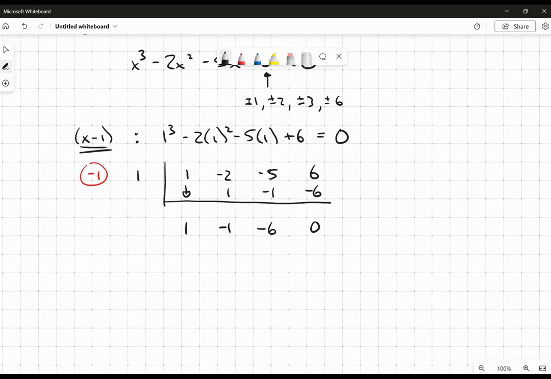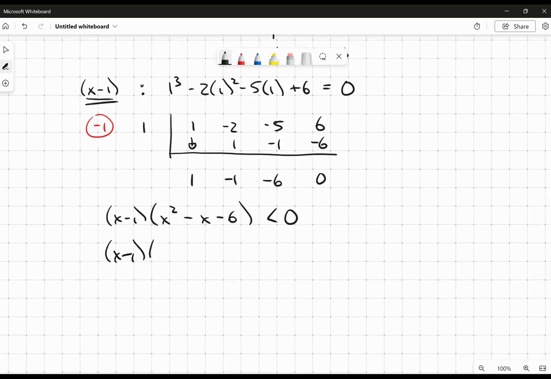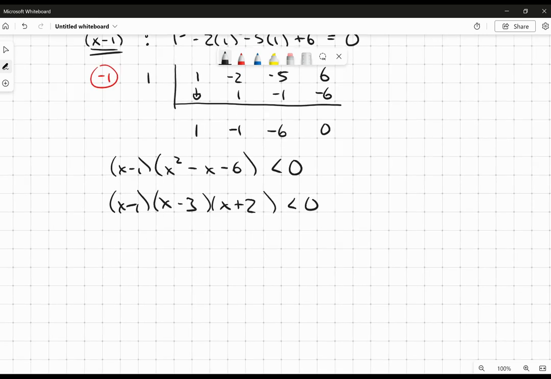So this gets me x minus 1 multiplied by x squared minus x minus 6 is now less than 0. That quadratic is fairly easily factored: I'm looking for factors of negative 6 that add to negative 1, so it'll be x minus 3 and x plus 2. And so there's that cubic broken down into its factors. I can tell right now that it's going to have x-intercepts at negative 2, 1, and 3.